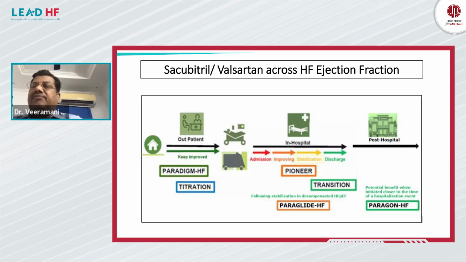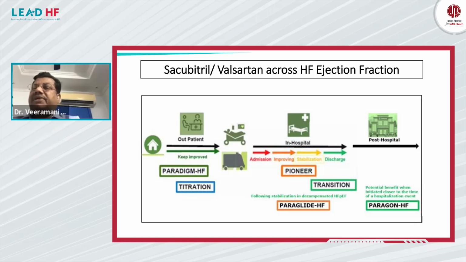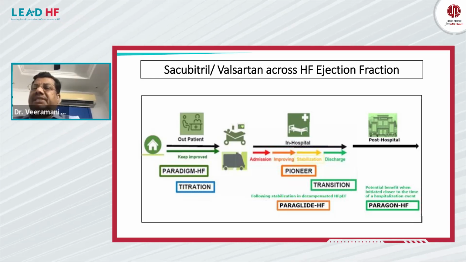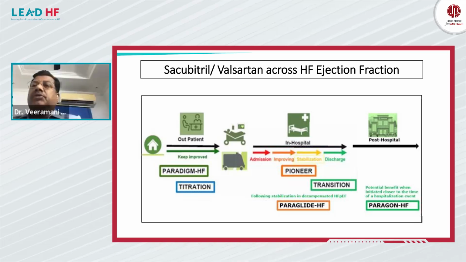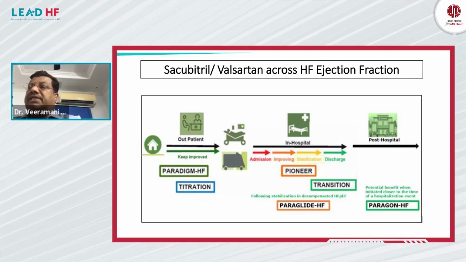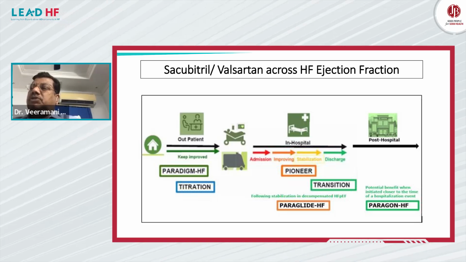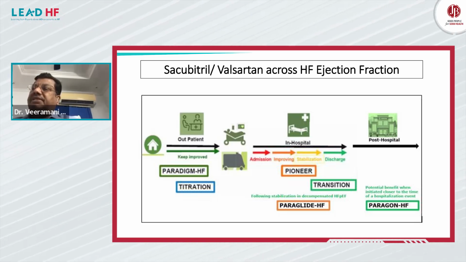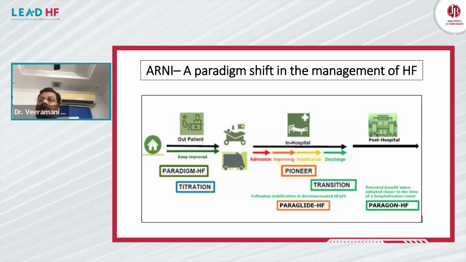And regarding the PARAGLIDE-HF trial, following stabilization of a patient in decompensated heart failure with preserved ejection fraction, after stabilization, how is it useful to have ARNI? And likewise, what is the potential benefit when it is initiated closer to the time of the hospitalization event, as shown by the PARAGON-HF trial? And what is new?